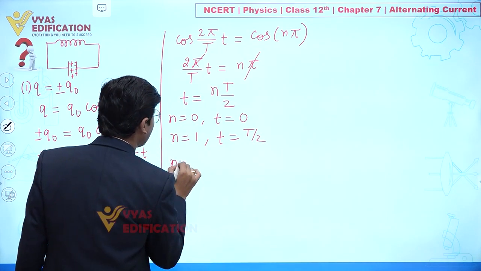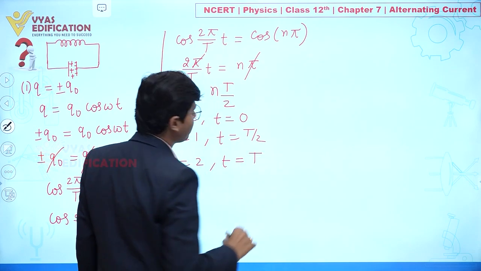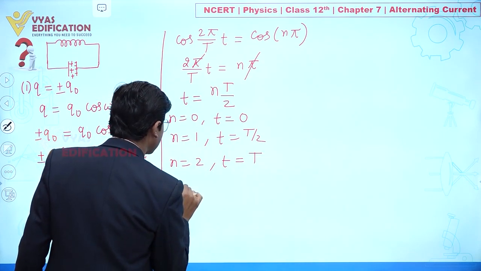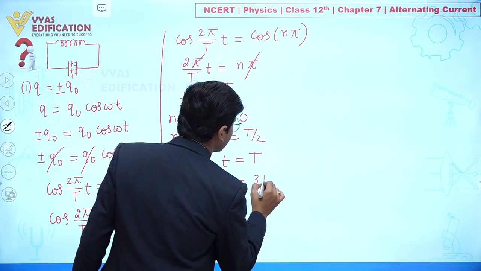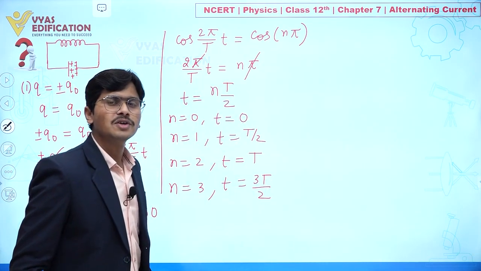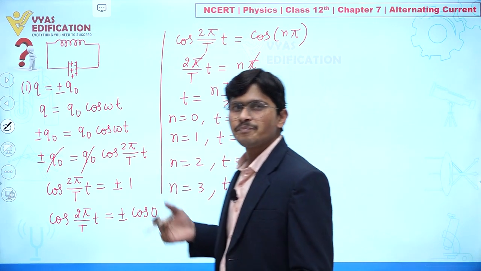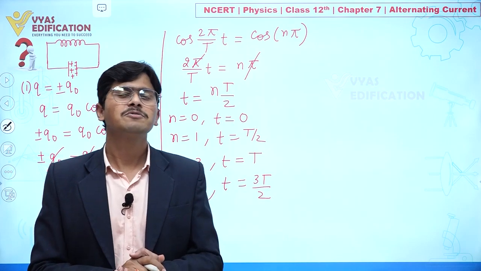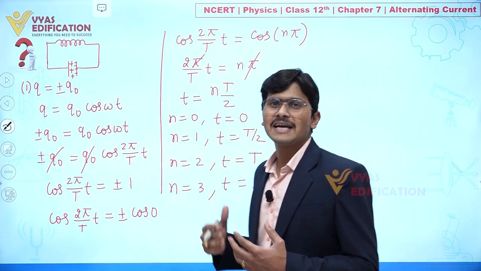Clear? If I place n equal to 2, I get t equal to T. Similarly, when n equal to 3, t is given by 3T by 2. Clear to you? So here at time t equal to 0, it is given that initially all the charge is present in the capacitor.